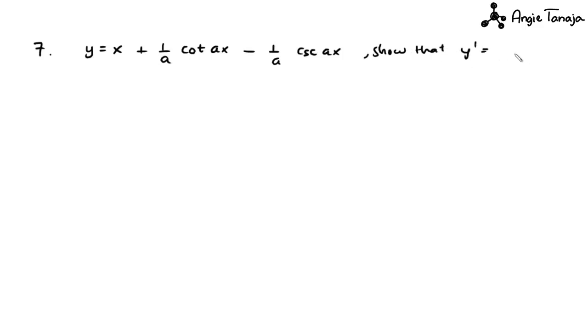And then now let's go on to number 7. In number 7, we have y equal to x plus 1 over a times cotangent of x minus 1 over a cosecant of ax. And we have to show that y prime equals 1 over 1 plus secant ax. Okay, like this. Now, firstly, we believe that we are driven by the angle. And the angle here is ax, and the goal's angle is also ax. So we don't need to care about the angle, we don't need to change the angle, it's already good enough, right?